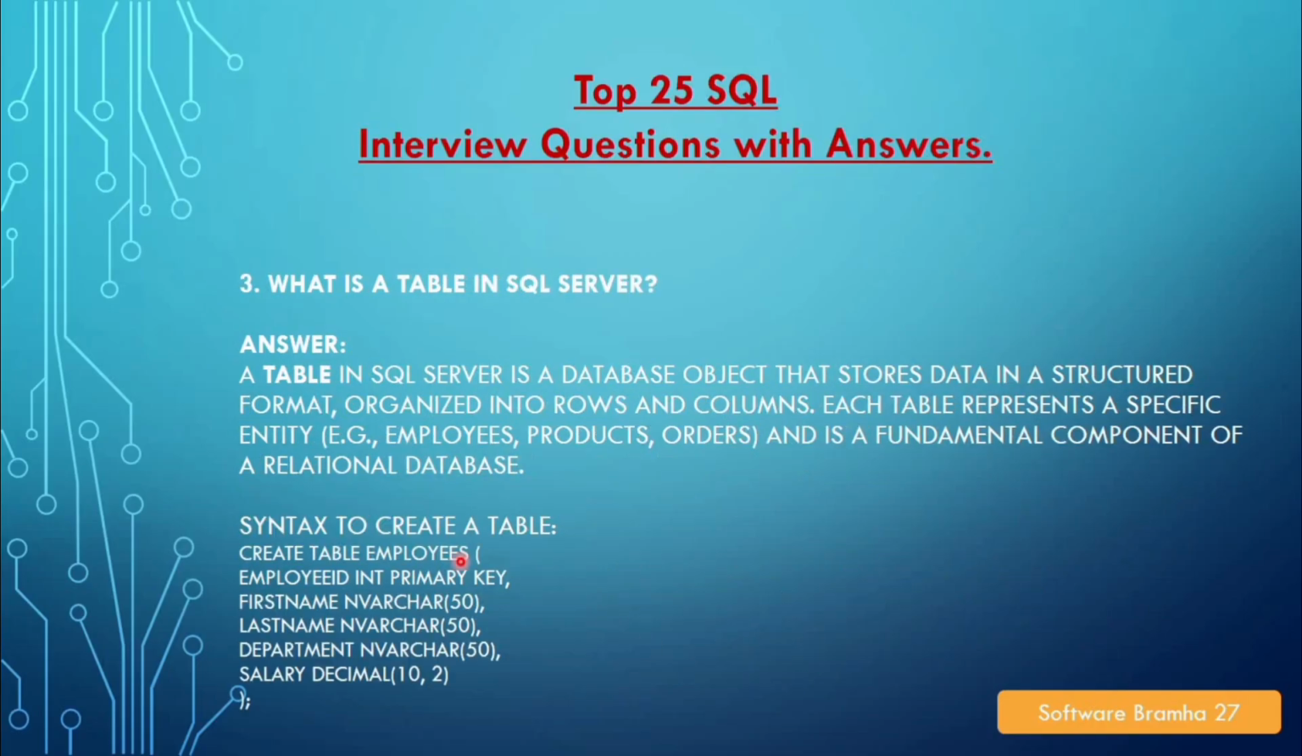Next question. What is a table in SQL Server? A table in SQL Server is a database object that stores data in a structured format and organized into rows and columns. Each table represents a specific entity, that is, employees, products, and orders, and is a fundamental component of a relational database. The syntax to create a table is create table and then the table name. Here we have given the table name as employees.